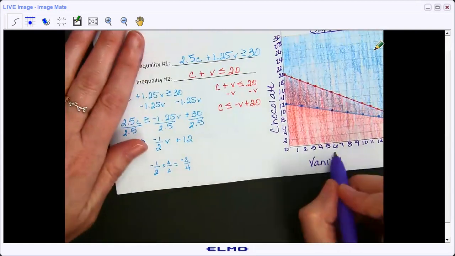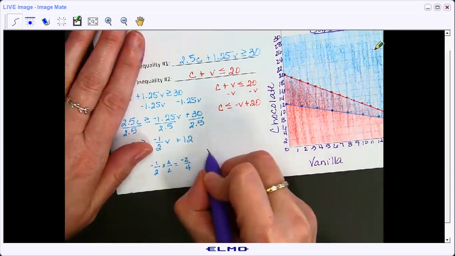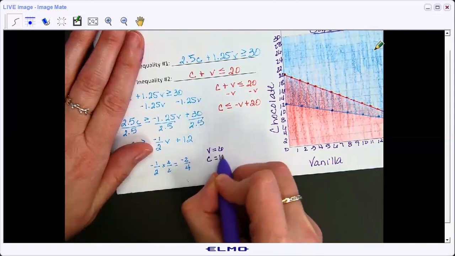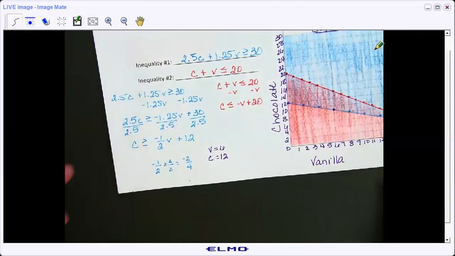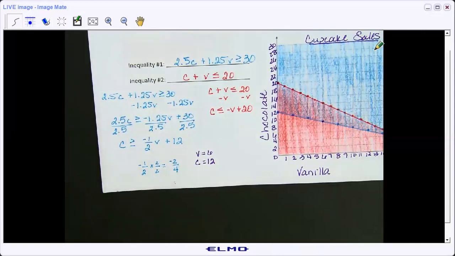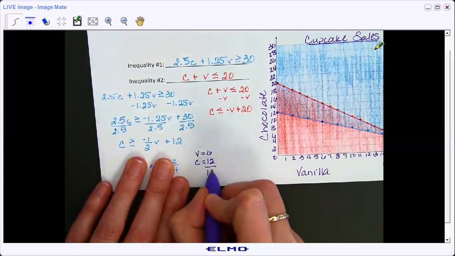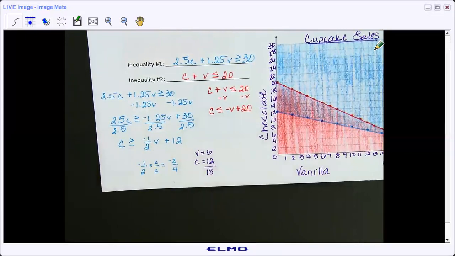Okay, so 6 represents vanilla. So vanilla is 6. And then chocolate is 12. So what does this mean as far as the number of cupcakes? 18. They made a total of 18 cupcakes. So is that less than or equal to 20? Yes. So that's a solution.